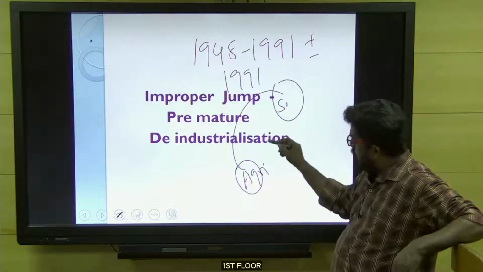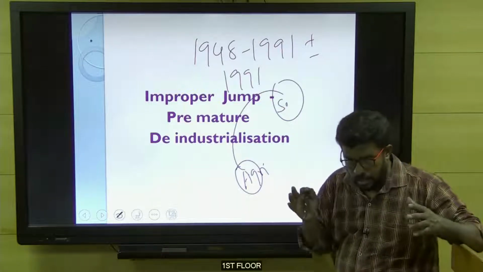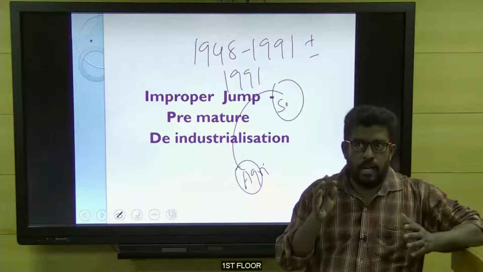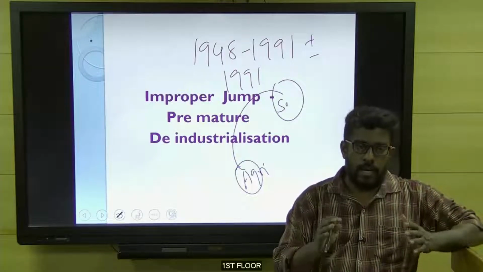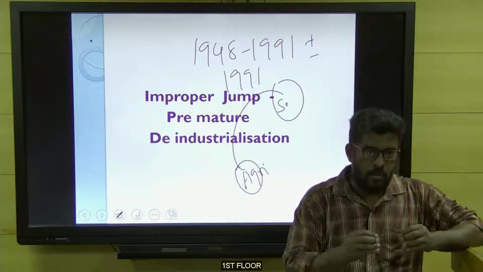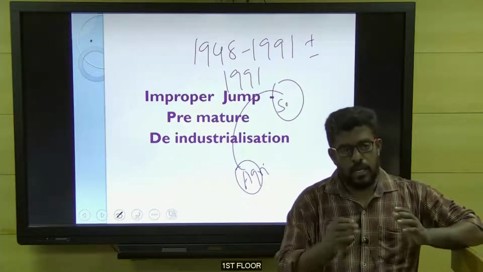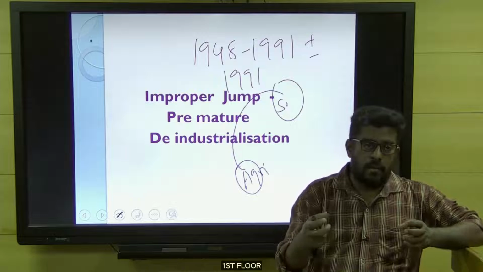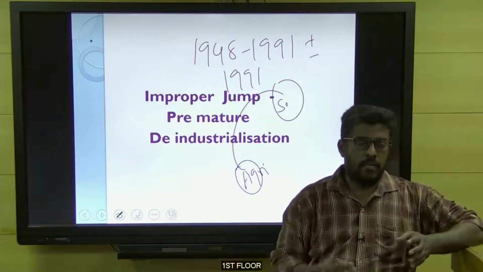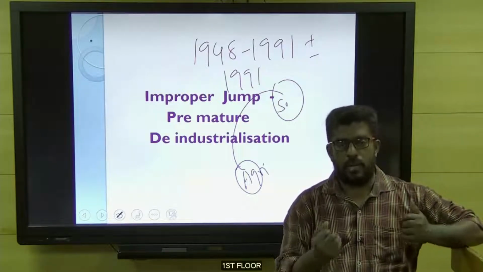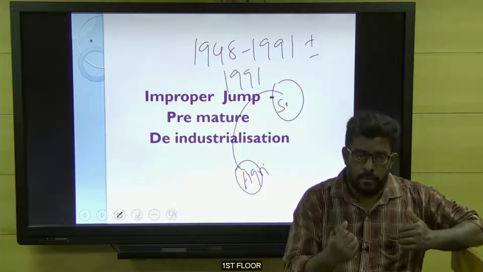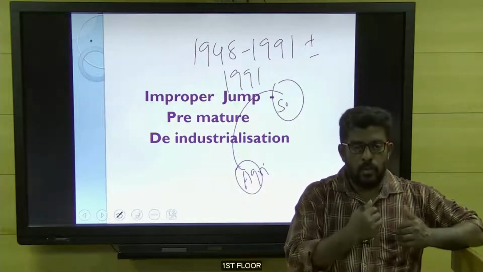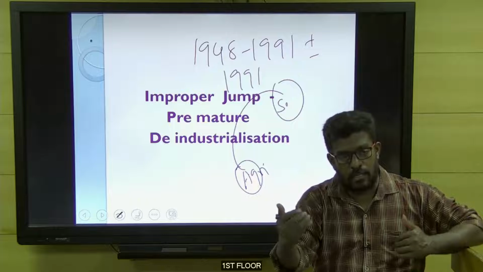Why do we say agriculture to service? Let me give the points. Till 1991 in India, whatever drop happened in agriculture was evenly absorbed by the secondary sector and the service sector. For example, if the agriculture sector declined by 5%, the drop in the growth rate was absorbed by the secondary and service sectors.